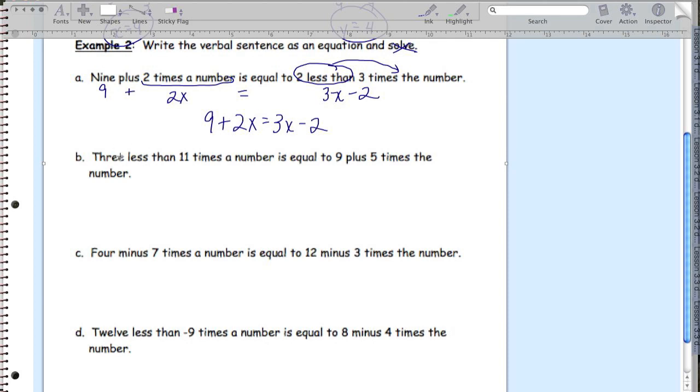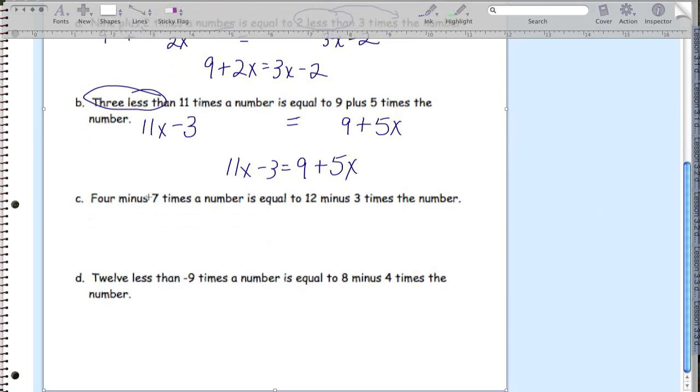Letter B, 3 less than 11 times the number, so that's the same thing again, 11 times the number, 3 less than that, so it's minus 3. Is equal to 9 plus 5 times the number. So my end equation is this. 11x minus 3 equals 9 plus 5x.